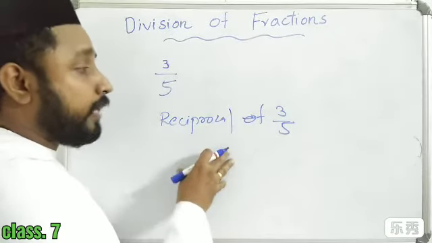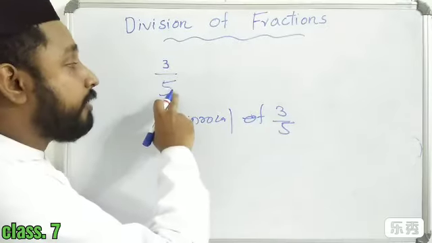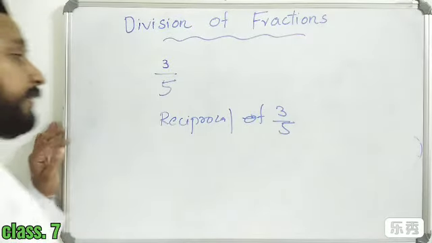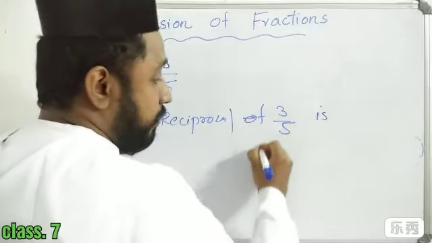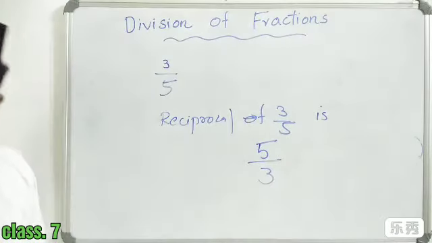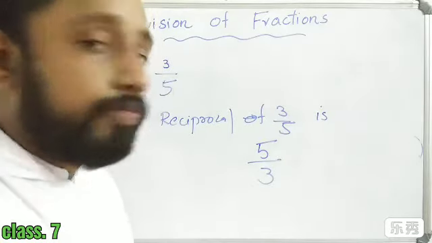So the reciprocal of 3 by 5 is: 3 will become the denominator and 5 will become the numerator. So the reciprocal of 3 by 5 is 5 by 3. So just reverse 3 by 5. The reciprocal of 3 by 5 is 5 by 3.